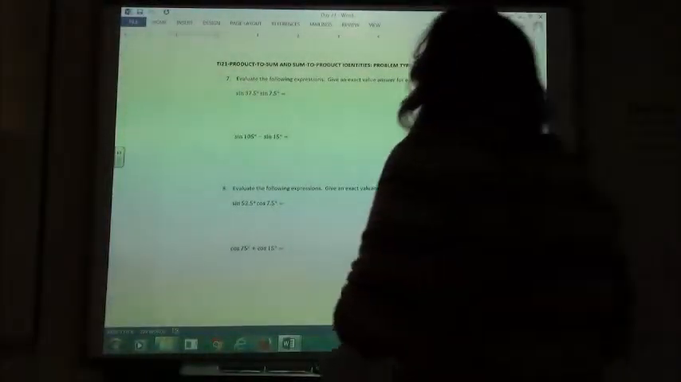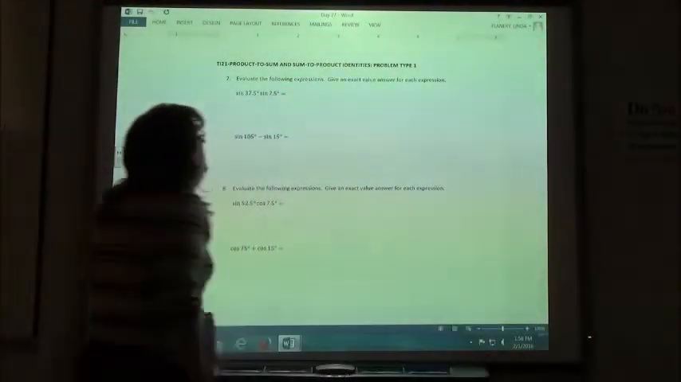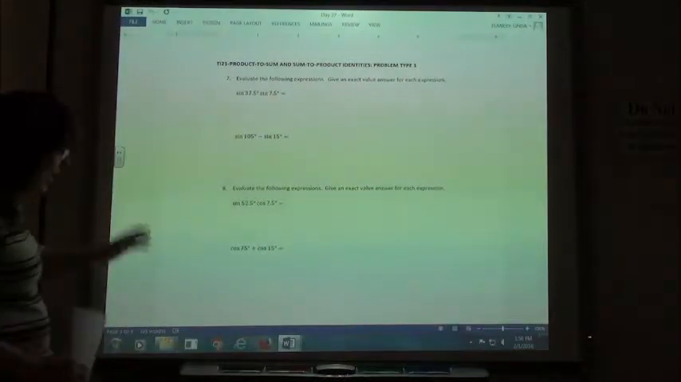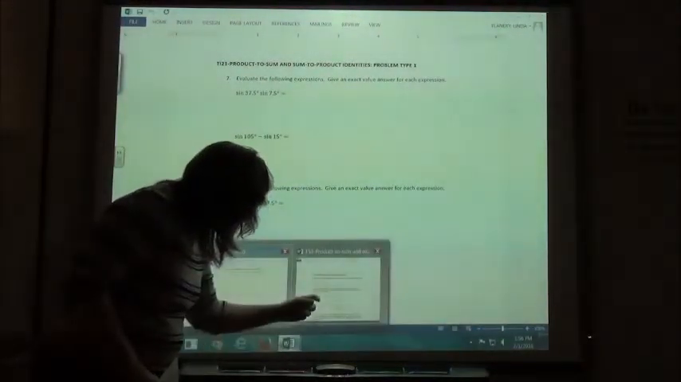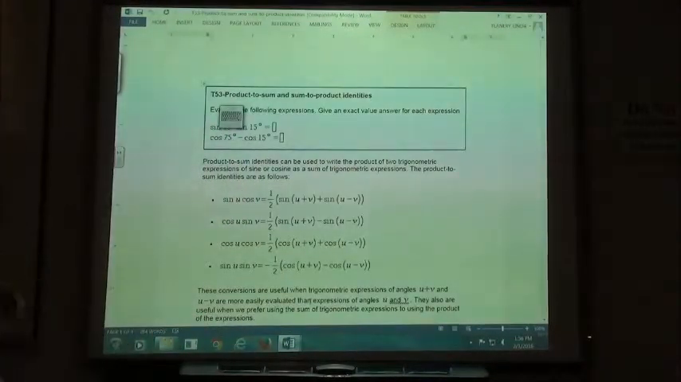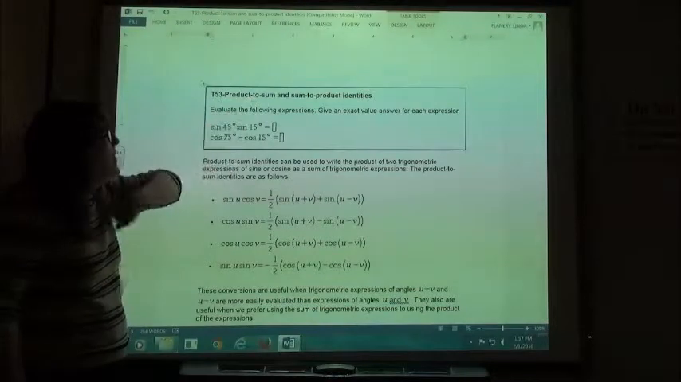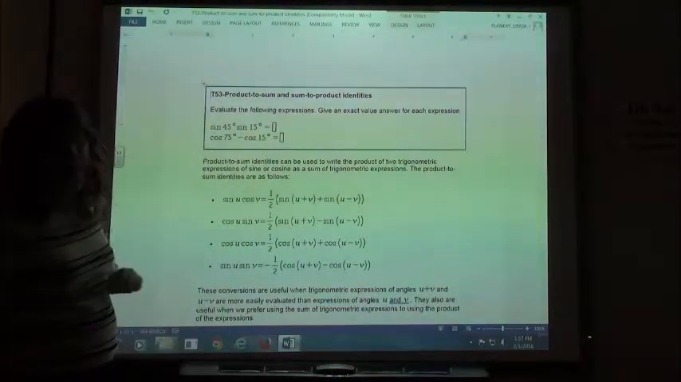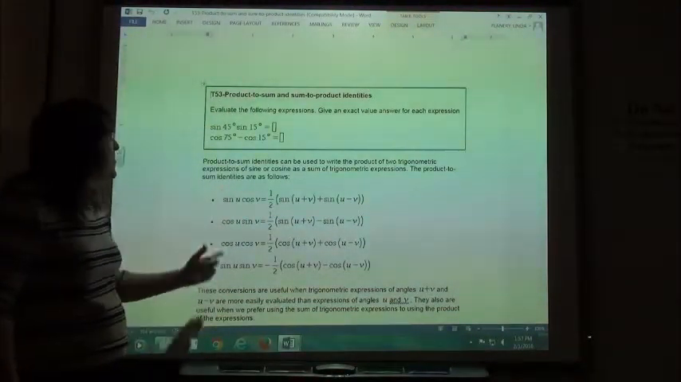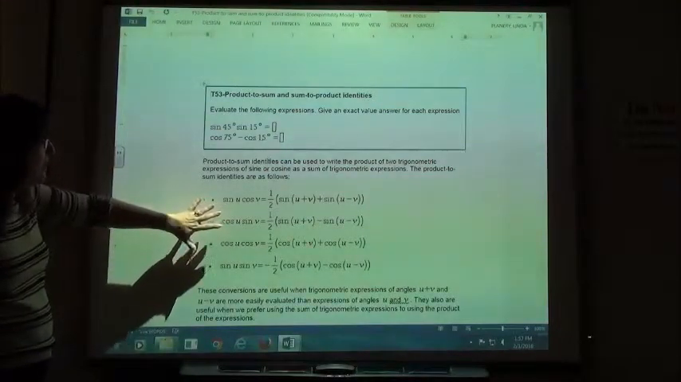All right, 7, 8, and 9 are product to sum and sum to product identities. Again, either if you go to the ALEKS notes and bring up their formulas under the resources, you can go to the dictionary, type in product to sum or sum to product. It's going to give you the different identities. We have two different sets.